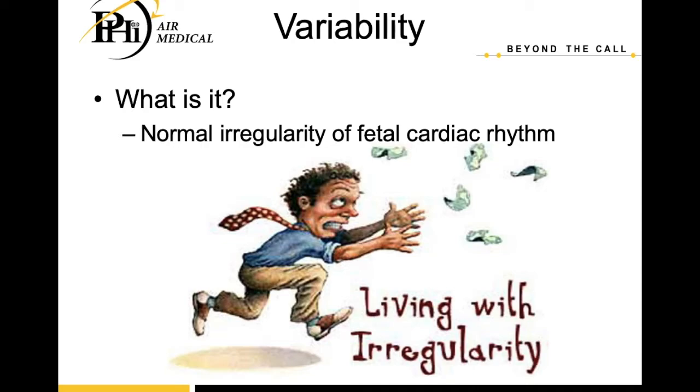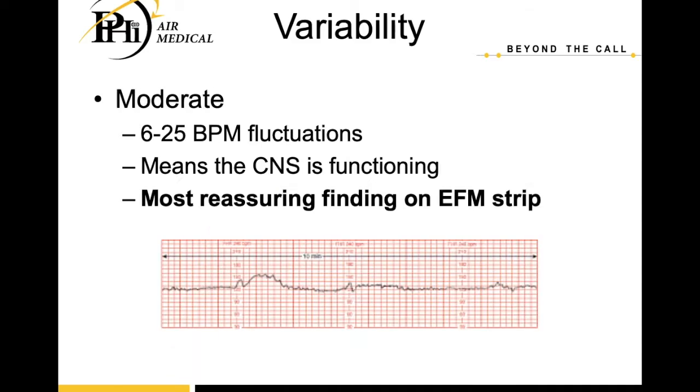So variability, what is it? It's the normal irregularity of the cardiac rhythm, and it results from impulses from the cerebral cortex. As I said just a few seconds ago, what you're really doing is visualizing the balancing act between the sympathetic and the parasympathetic nervous system in that baby, which is why variability is so important, and it gives you a window into the brain.